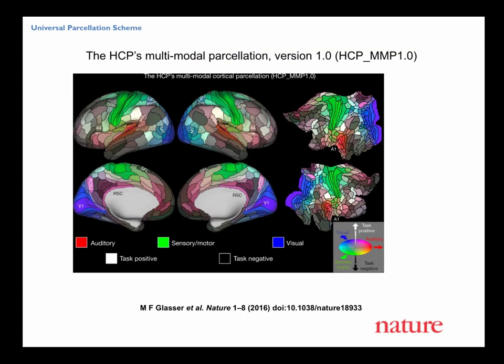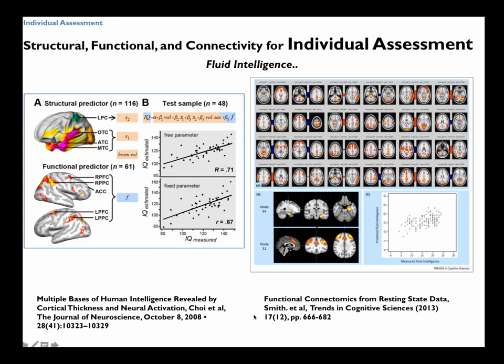Okay, another problem is coming up with the universal parcellation scheme. Glasser has made, I think, one of the best progress on that in their Nature paper. I'm not going to get into it for the sake of time. Another issue is individual assessment, and a lot of groups have started working in these directions.